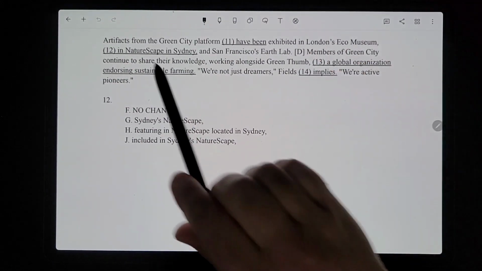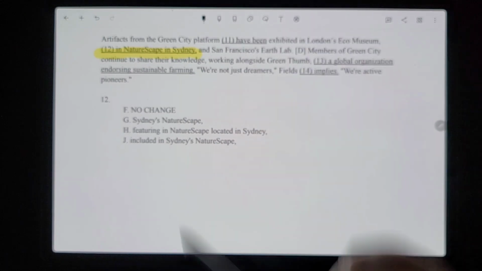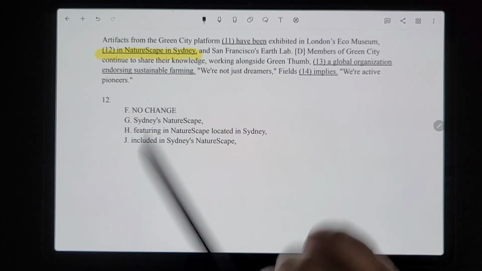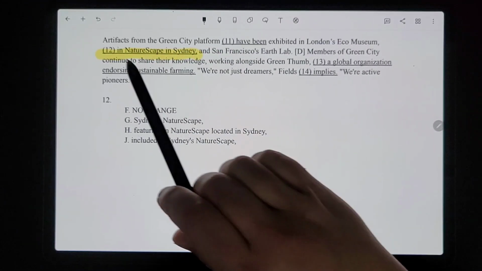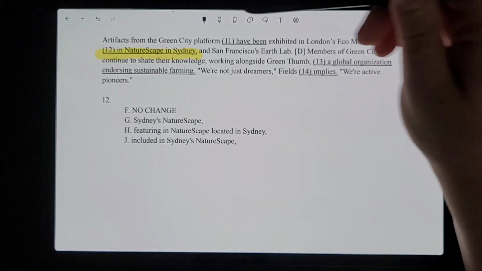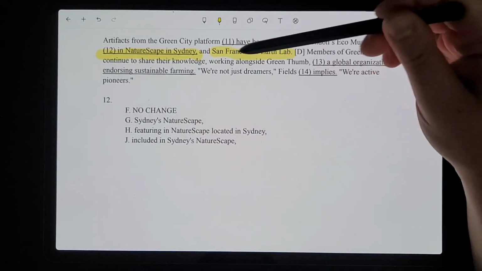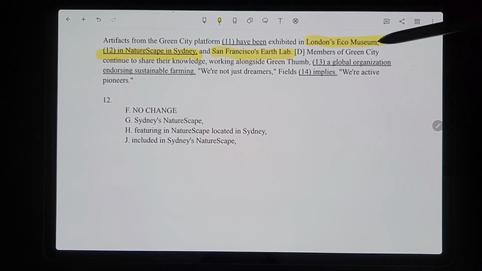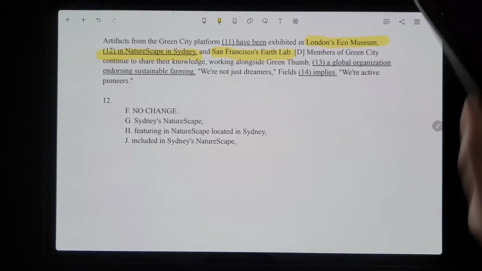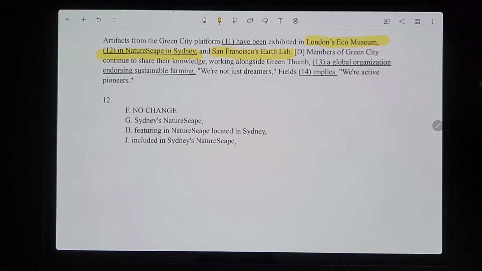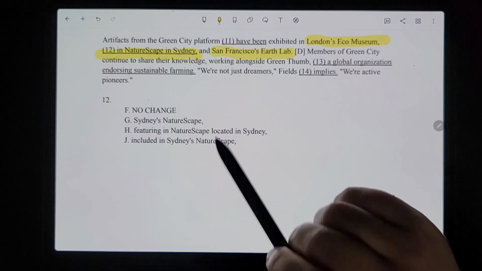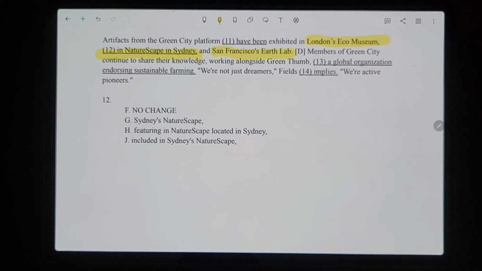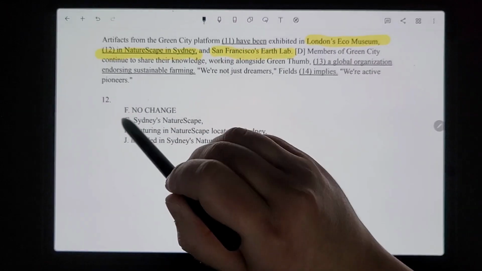So for this one, we're referring to number 12 right over here. So we have to determine if that's correct or not. So artifacts from the Green City platform have been exhibited in London's Eco Museum, in Naturescape in Sydney, and San Francisco's Earth Lab. So look right here how this and this match. London's Eco Museum and San Francisco's Earth Lab. It's a city's name with an apostrophe S followed by a noun of a place that they're talking about. That does not match right here what it says for number 12. We need it to be a city's name, apostrophe S, followed by the place. So the only one that matches would be G.